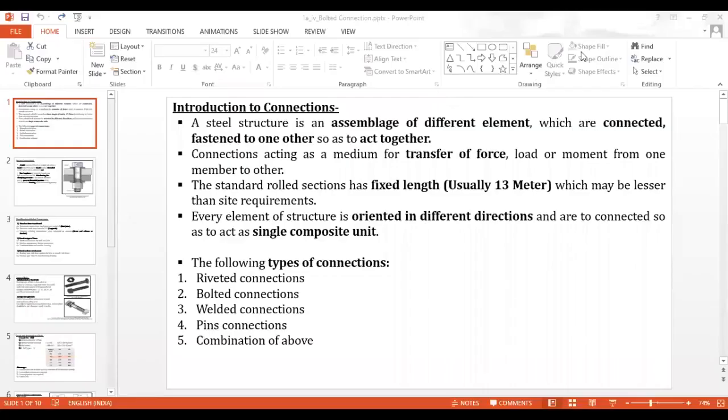The following types of connections are utilized for the steel structure. First one is riveted connection, second one is bolted connection, third one is welded connection, fourth one is pin connection, and last one is a combination of all the above. As far as our syllabus is concerned, we are dealing with bolted connections and welded connections.